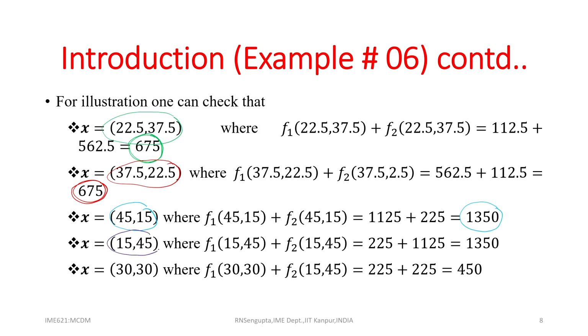again by interchanging the coordinates of x1, x2 as they become 15 45, very interesting, the objective function remains the same. And for the case when they are 30 30, the combined objective function, remember, is 450.